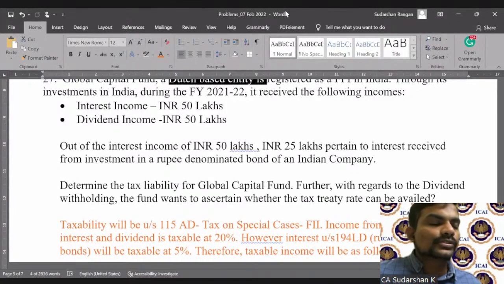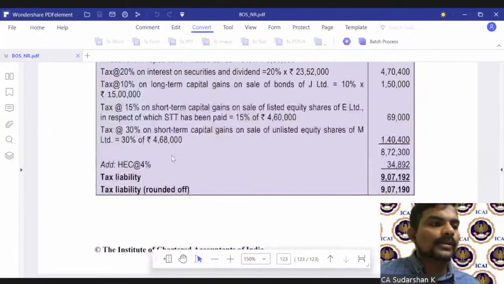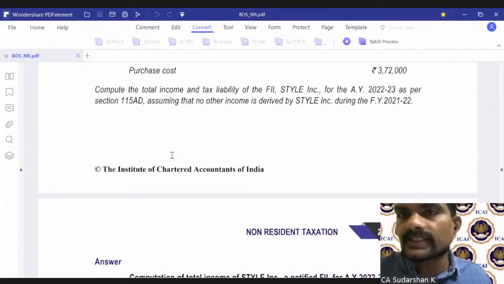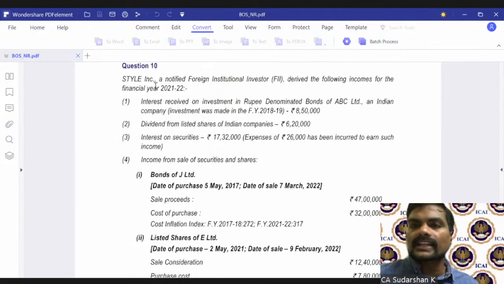I would also recommend you to please look at the last problem. Very straightforward, simple question on taxation of FII. So question number 10, have a look at it, do this as an assignment, refer to your 115AD rates. Interest received on investment in rupee denominated bonds, we just had a look at it, it is taxable at 5%. Dividend from listed shares of Indian companies under 115AD is 20%.